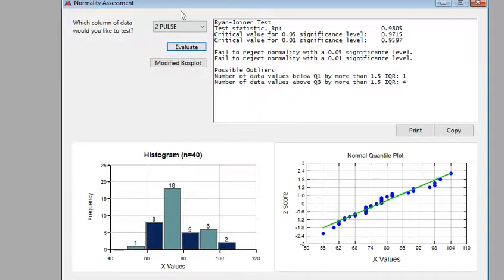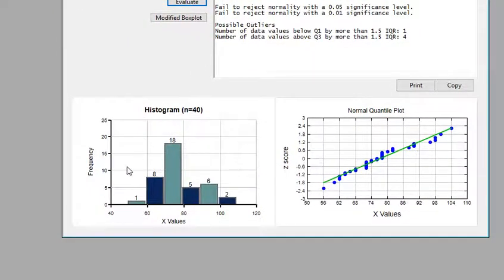Take a look at the data. Doesn't look too bad in terms of a normal distribution. And the quantile plot looks pretty good. And finally, and rather objectively, failed to reject the null hypothesis that we had a normal distribution. So what that's saying is that we can proceed with our test of the population standard deviation.